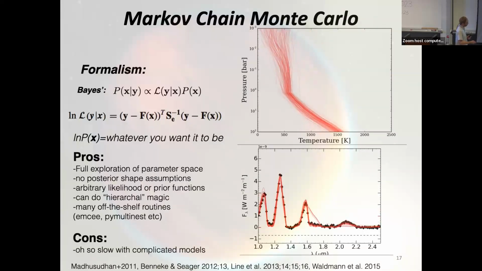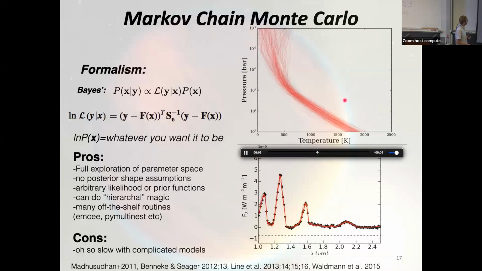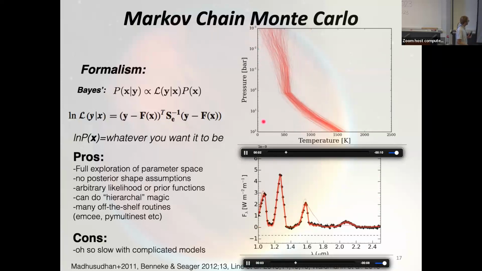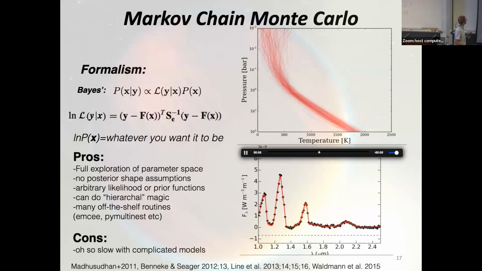Here's an example of the more commonly used methods, the Markov chain Monte Carlo. This is an example using MCMC on a brown dwarf, where you can twiddle the temperature at each altitude of the atmosphere, and you can see how it relaxes as it's fitting the spectrum. MCMCs, or similarly nested samplers, are nice because you can have any arbitrary likelihood function. It doesn't necessarily have to be a chi-squared. You can have an arbitrarily shaped prior that you put into these, and so you really do get a full exploration of the parameter space.